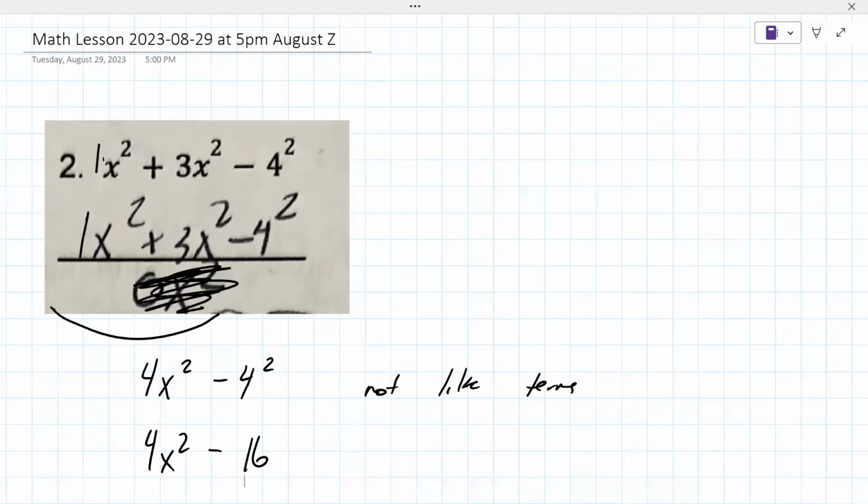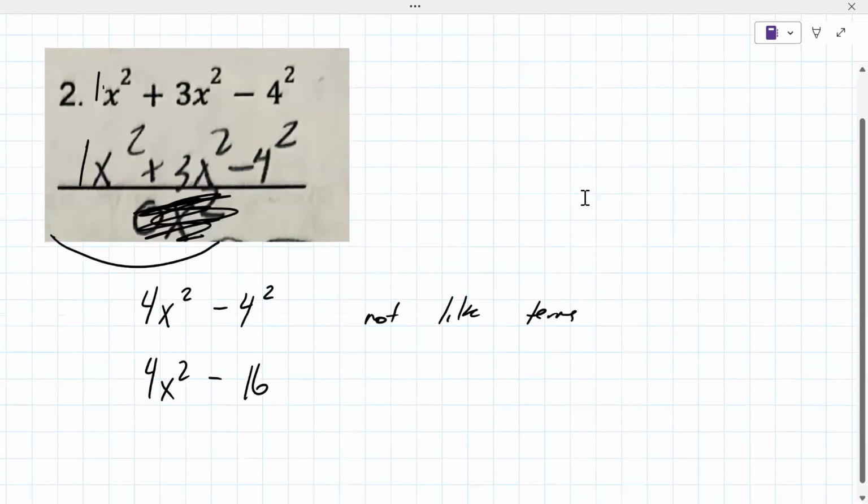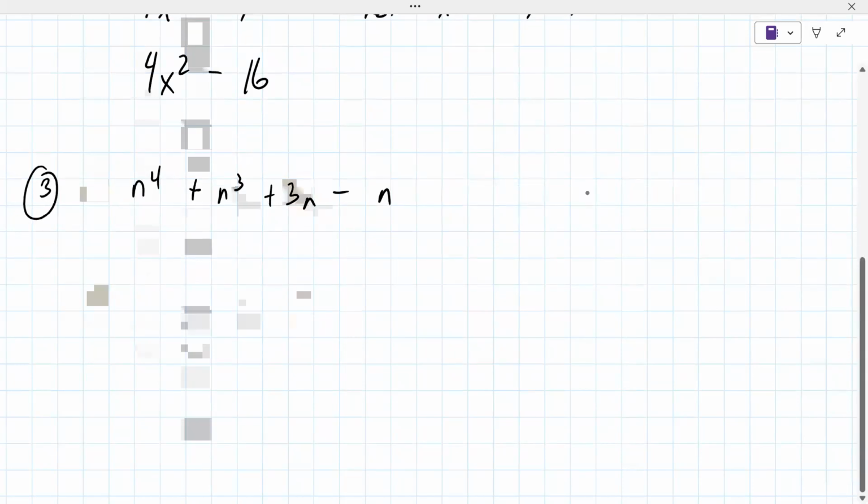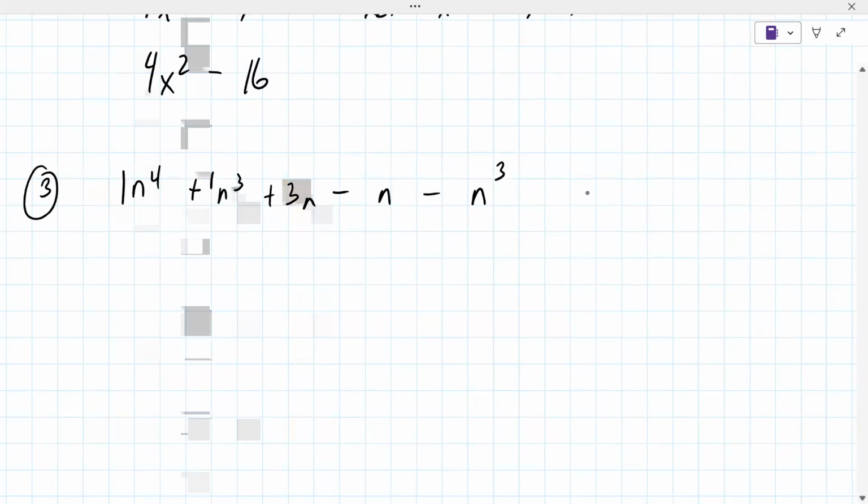All right, now for the next one here, I'm going to have to write it just because you've got a lot going on there for number 3. n to the 4th plus n cubed plus 3n minus n minus n cubed. So what I want you to do for now, maybe later on you don't need to, I'd put a 1 in front of any of the variables that don't have a 1 in front of it.